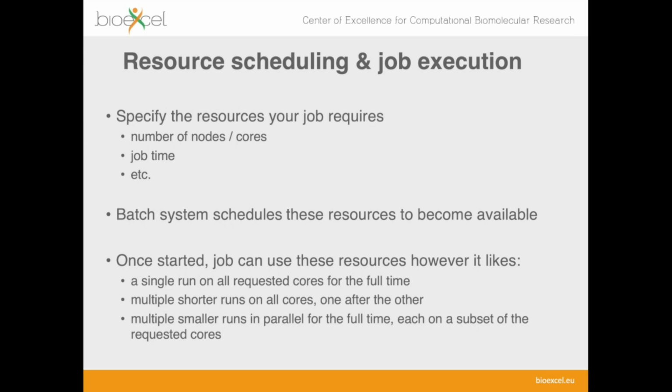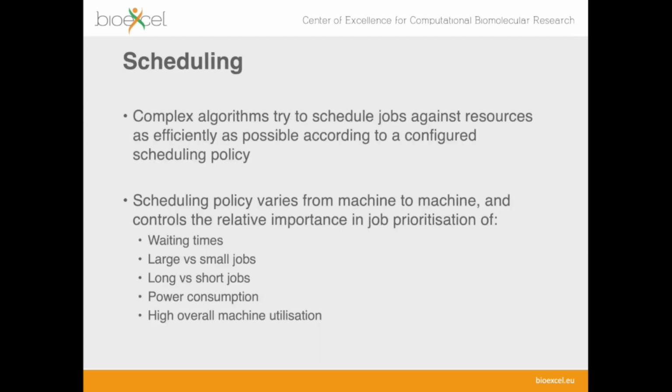So here the point is that there's a distinction between resource requests and what you actually do with the resources. When you get a number of nodes for a certain time, you could run one single application on all the nodes and all the cores that you've requested for the full time, or you could do shorter runs, each of which uses all the cores, or you could do maybe multiple runs at the same time, each of which use only a part of the cores. So there's this distinction again between requesting the resources and then what you do with them.